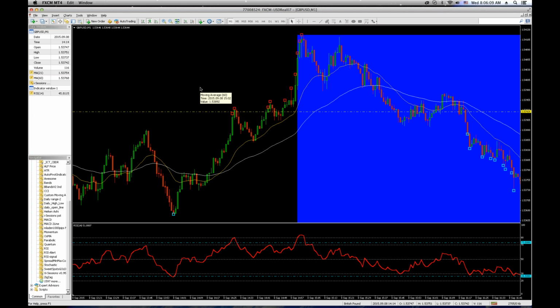Maybe something they're unaware of. And then if we look at the cross in the blue box where we go short again, you see we have a significant pullback into the moving averages, and then we get our first blue square to go short.